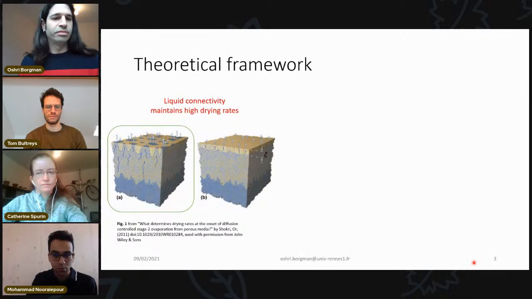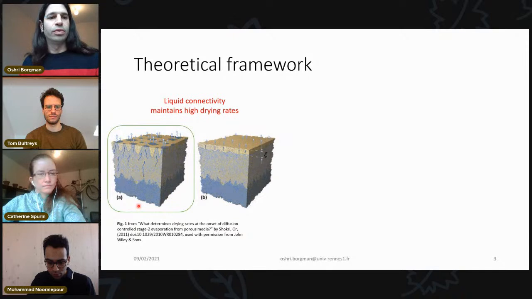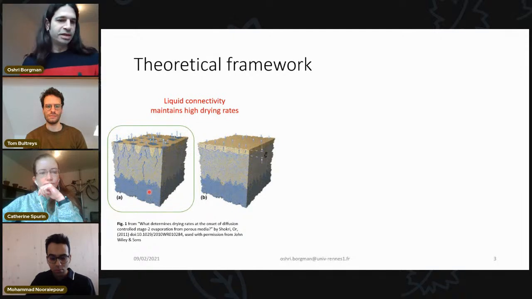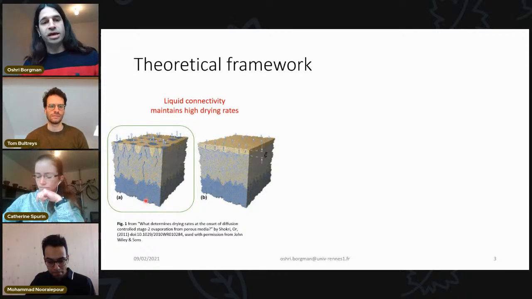So to give the general framework for the things I'm about to discuss, during the drying of soil, water is transported as liquid or vapor from the bulk liquid, from the saturated region, to the surface where it evaporates to the atmosphere. And this transport of water occurs through either a connected liquid pathway or through vapor transport. And it was found that as long as liquid connectivity is maintained between the saturated region and the surface, high evaporation and high drying rates are also maintained.